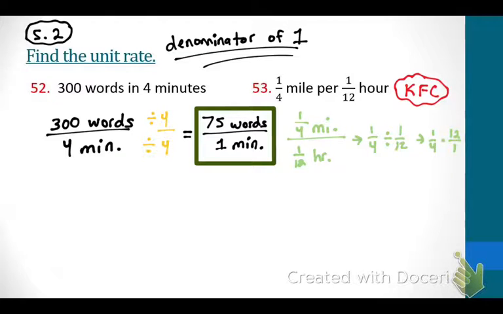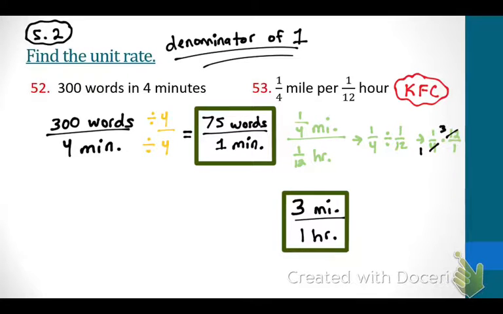Zachary, can you cross-reduce anything there? Yeah. What would it be? 4 and 12 become 1 and 3. Zachary, what's my answer now? That'd be 3. 3 what per what? 3 miles per hour. Any questions for me on number 53?